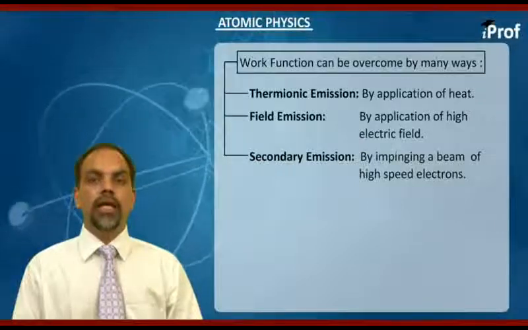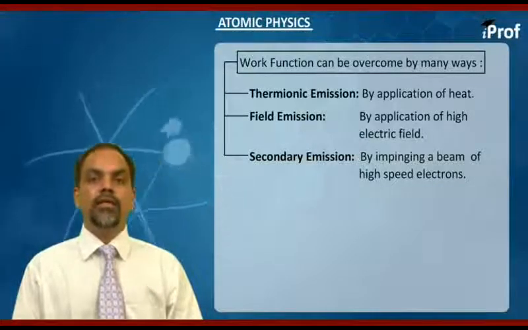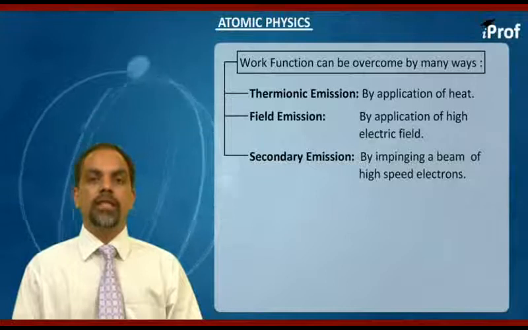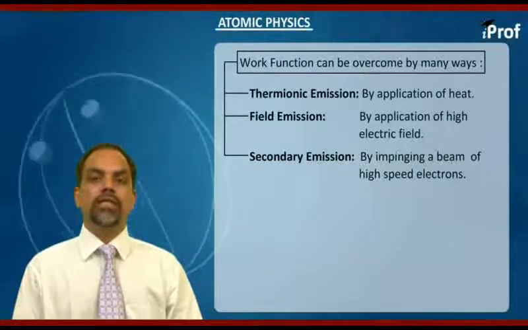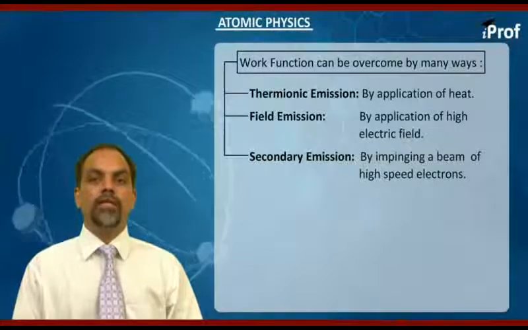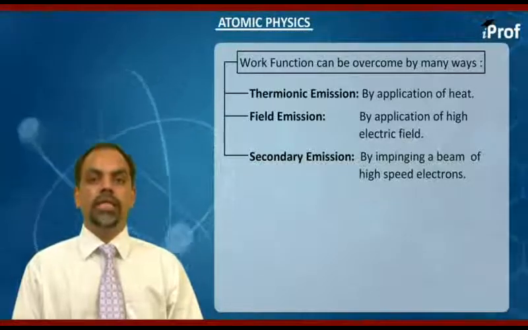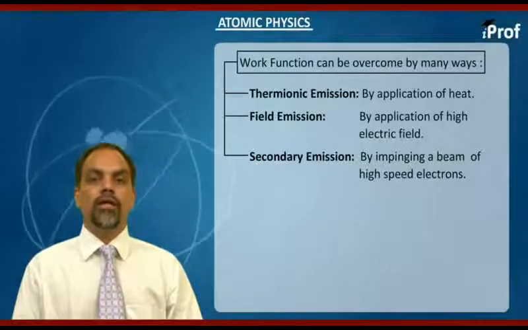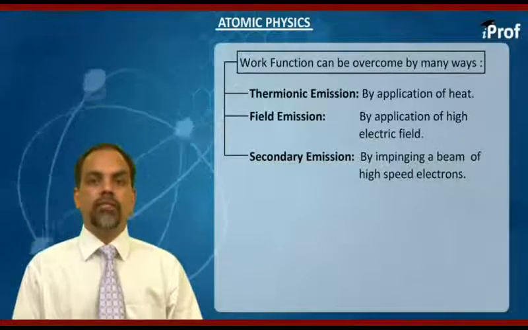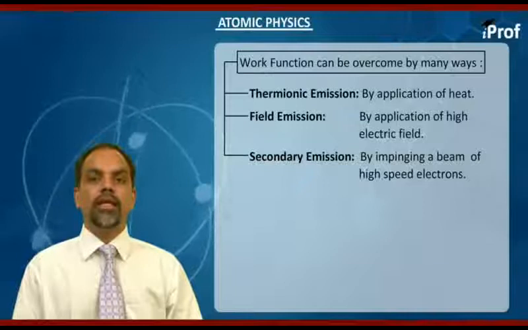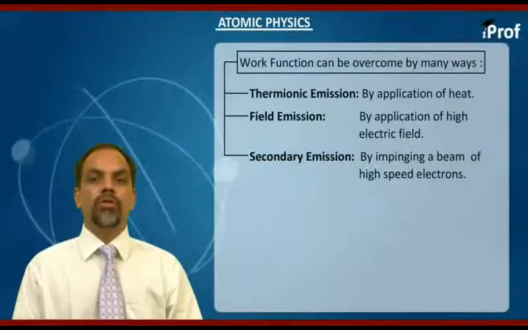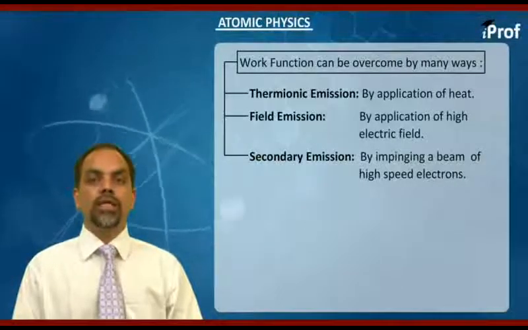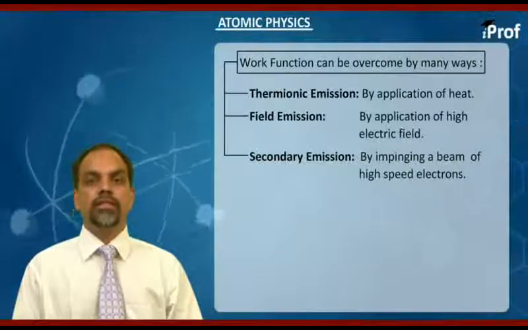By application of light. These are the three ways where electrons can be made to eject from a metallic surface. So I repeat these three methods. The first one is thermionic emission, where we apply heat. The second one is field emission, where suitably high electric fields are employed to make electrons eject out from the surface. Then the third category is secondary emission, where through the process of collision we impart kinetic energy to the free electrons, which subsequently eject out from the surface.